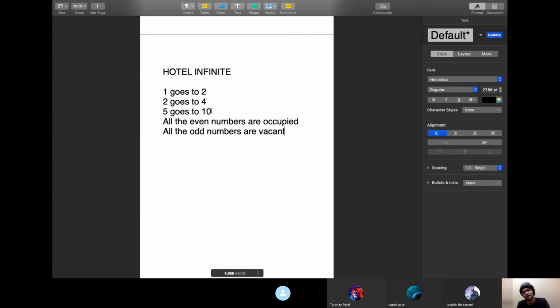Now I say that Hotel Infinity has a new infinity number of guests. And I say that we can accommodate them by just doing this technique. I tell everybody to go to a room that is double of their room. So all the odd numbers are vacant. That's what happens.